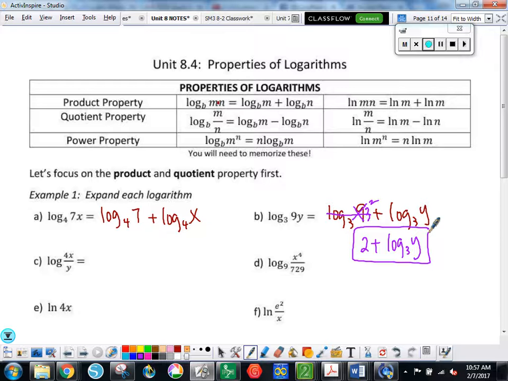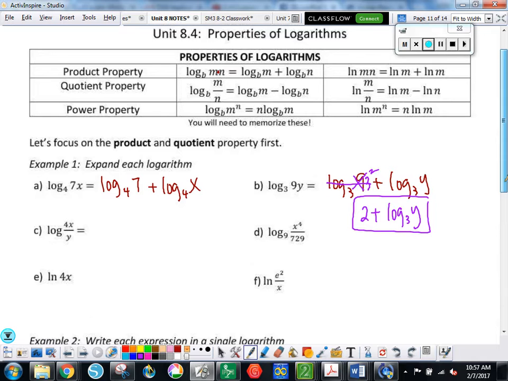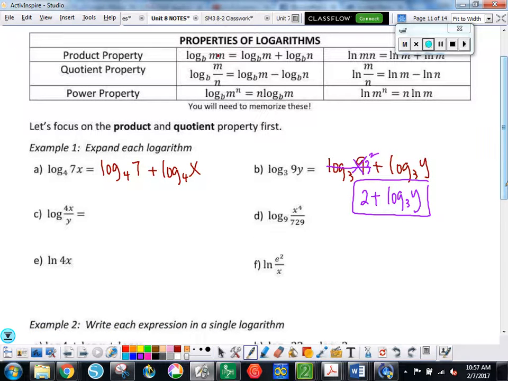Okay. There's also a quotient property. So if I have log base b of m over n, a fraction, I could separate them as the log base b of m subtract log base b of n. For example, part C, we have that right here. We have kind of two things going on here. The division, you can write like this, log of 4x subtract log of y. I got the subtraction because of the quotient.